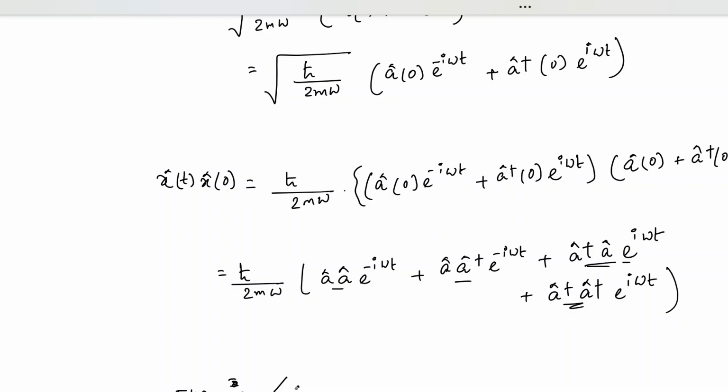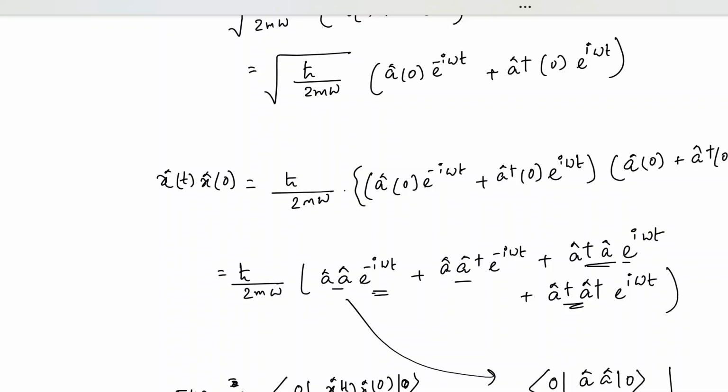So f(t) has a form which is sandwiched between two ground states, x cap t, x cap 0 and 0. If you ignore the coefficients and only focus on which of these operators gives which value when sandwiched between the 0 and 0 states, the first term, 0 a cap 0, gives 0, because the annihilation operator acting on the ground state is equal to 0.